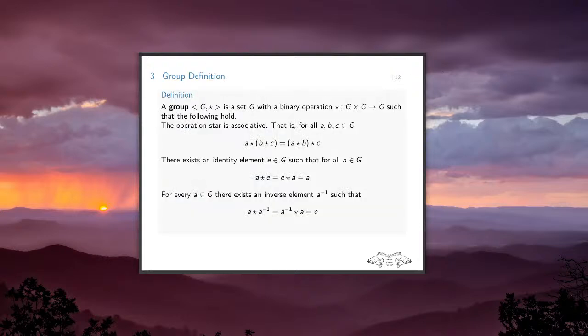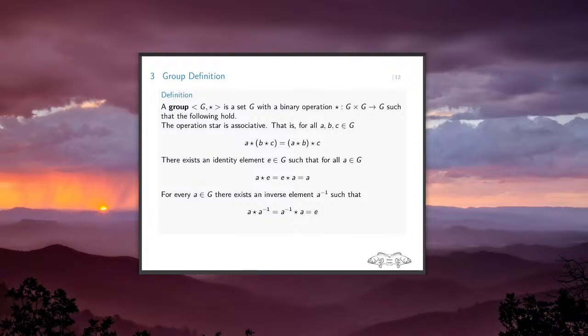Anyway, so a group (G, star) is a set G with a binary operation. And a binary operation just means that you take two things from G and they live inside the Cartesian product there. So essentially that's an ordered pair of elements from G, and that maps them back into a single element of G. And the following things have to hold.